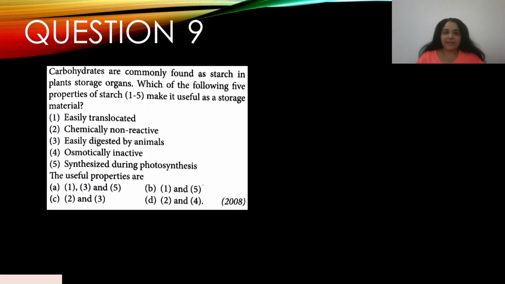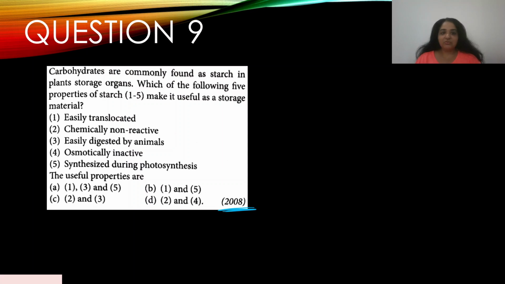Question number 9. Carbohydrates are commonly found as starch in plant storage organs. Which of the following 5 properties of starch, 1 to 5, make it useful as a storage material? This appeared in 2008. 1. Easily translocated. 2. Chemically non-reactive. 3. Easily digested by animals. 4. Osmotically inactive. 5. Synthesized during photosynthesis.